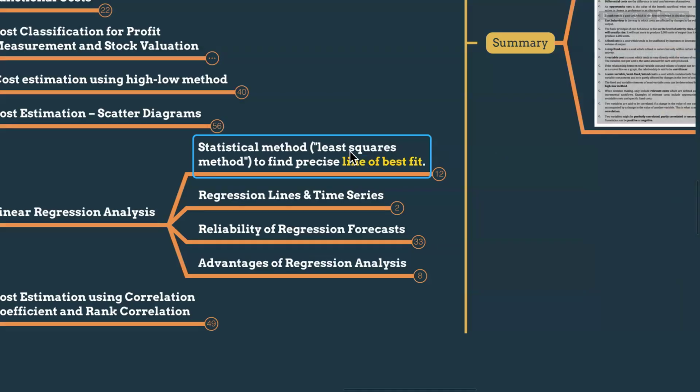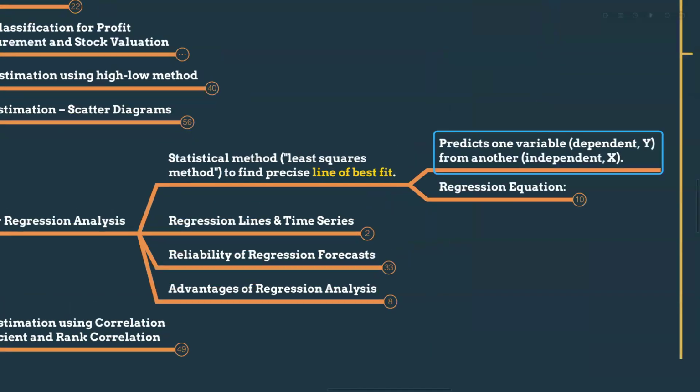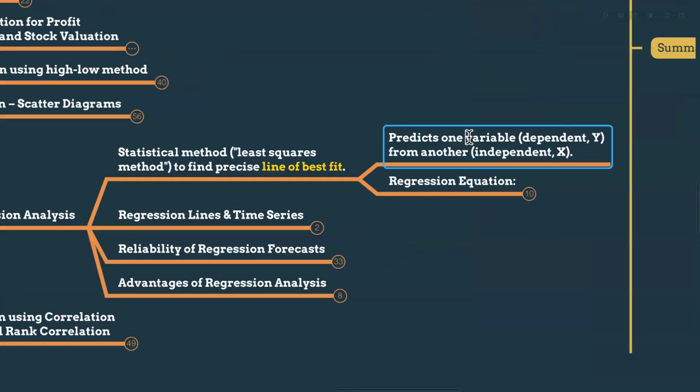It means the line we are going to draw in the graph, so we can predict one variable, the dependent y, from another, the independent x. Always the x values are independent because those are the known variables. The dependent variables are estimations. We are going to use that function to estimate the cost, estimate the number of units going to be produced, estimate the output. That is a dependent variable.